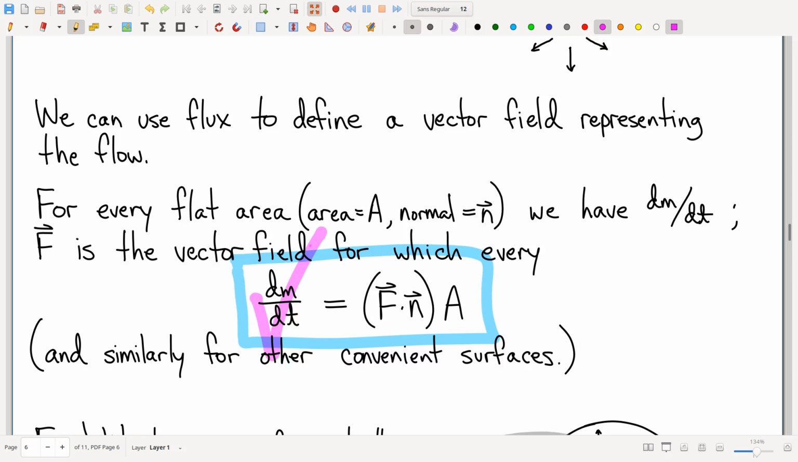And there will be exactly one vector field that makes this equation work for all such surfaces. So rather than thinking of the velocity as a given and flow rate as something you determined from that, we're turning this equation around. We're taking the flow rate as what's given, in this case empirically, and we're defining the vector field from that. Okay, so I just wanted to point out that this is something that can be done.